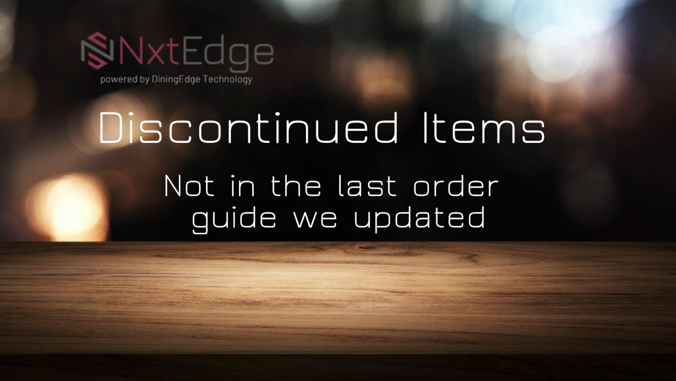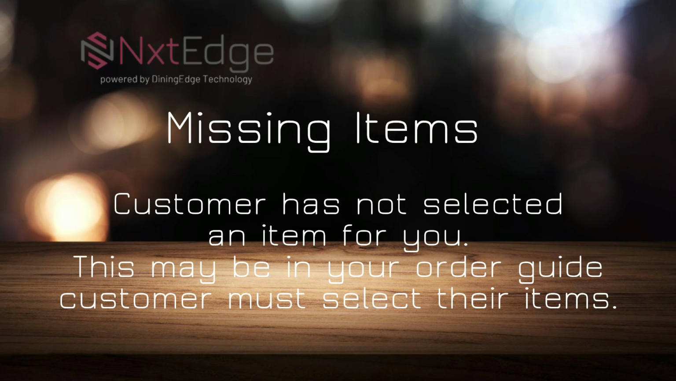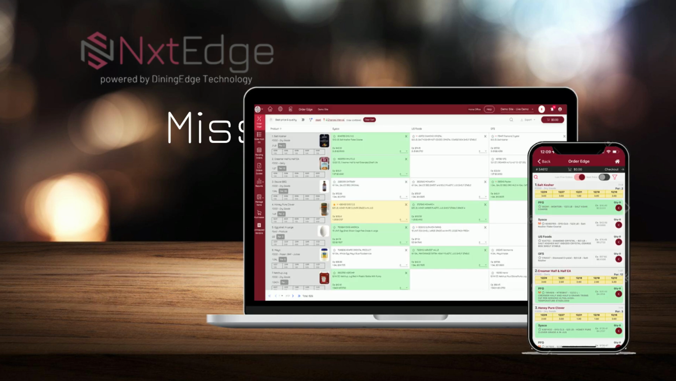Next, we have missing items. Missing items are products that the customer has not selected. They may be in your order guide and the client has not selected them. If a product is in your order guide, the customer has to select it in order to see it. At any point, you can request a list of items we see as missing and the client can approve us to add your missing items.